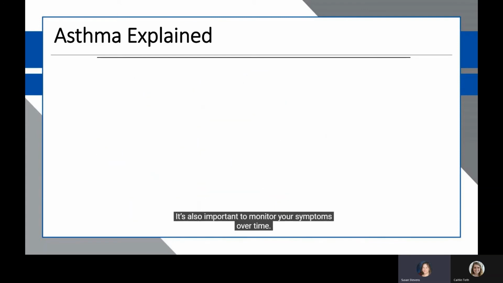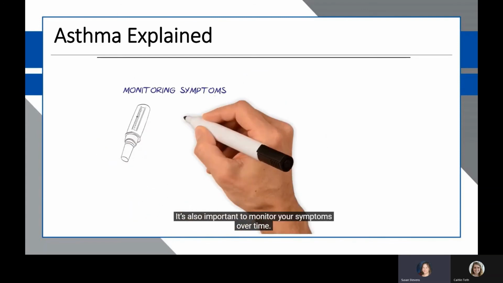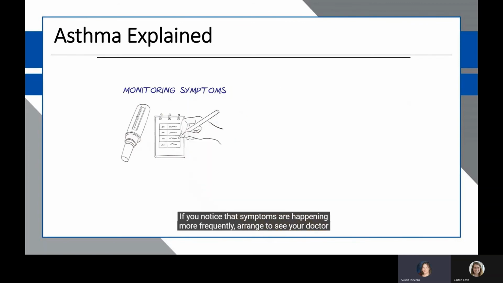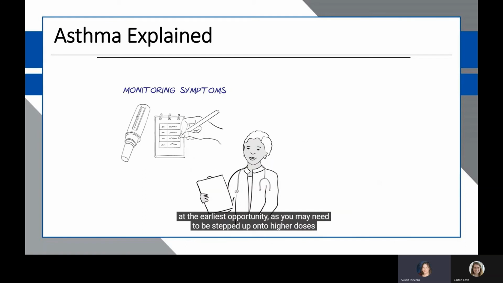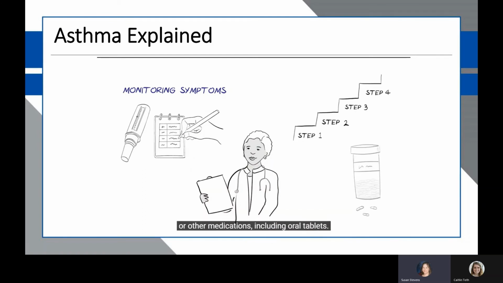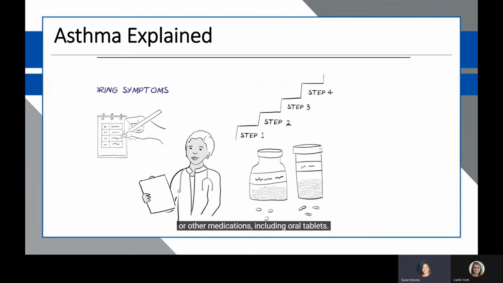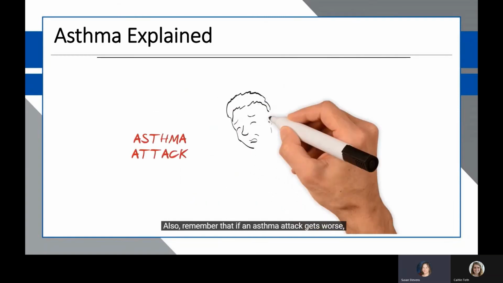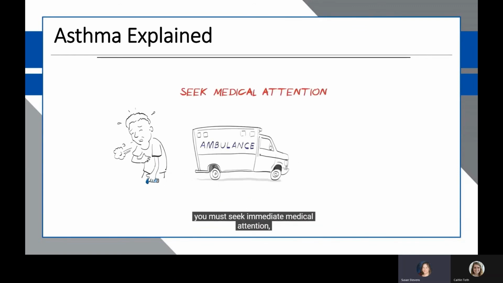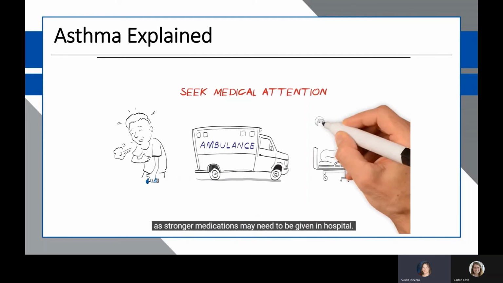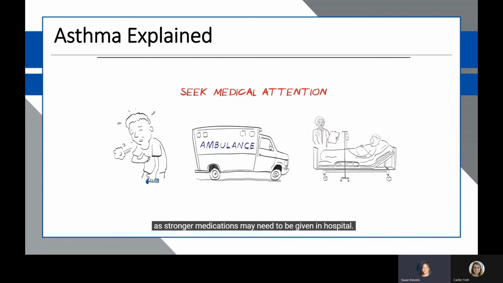It's also important to monitor your symptoms over time. If you notice that symptoms are happening more frequently, arrange to see your doctor at the earliest opportunity, as you may need to be stepped up onto higher doses or other medications, including oral tablets. Also, remember that if an asthma attack gets worse and your inhaler doesn't seem to be helping, you must seek immediate medical attention, as stronger medications may need to be given in hospital.